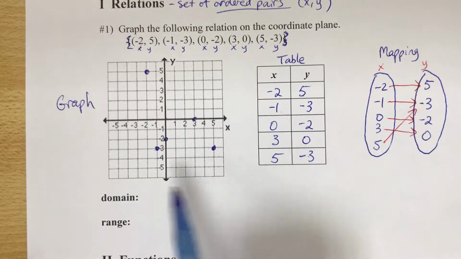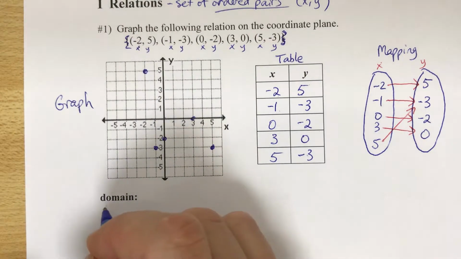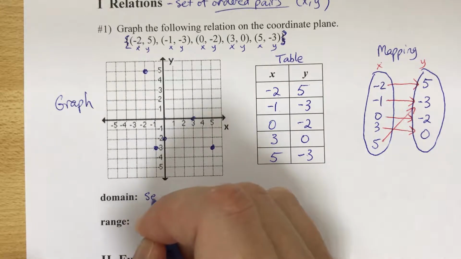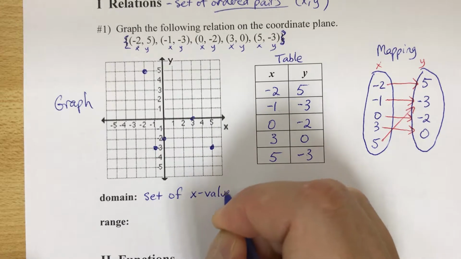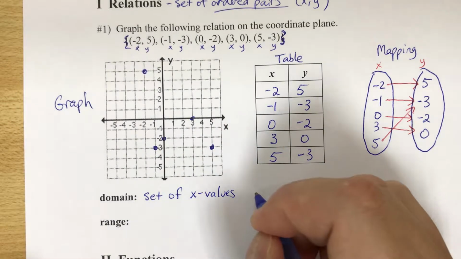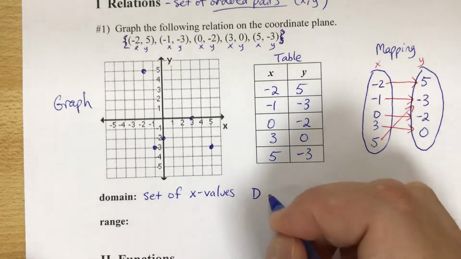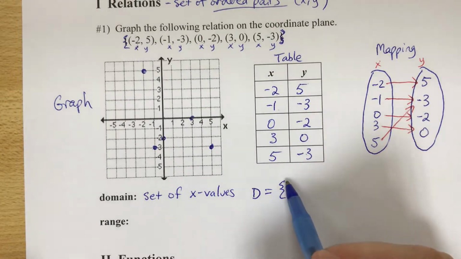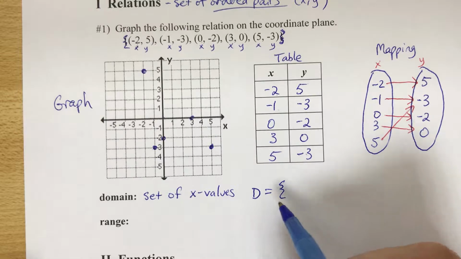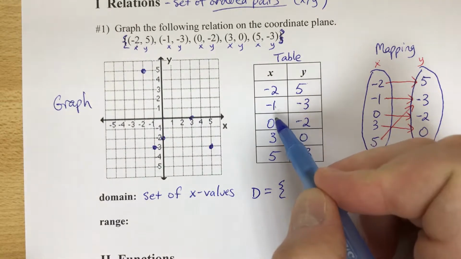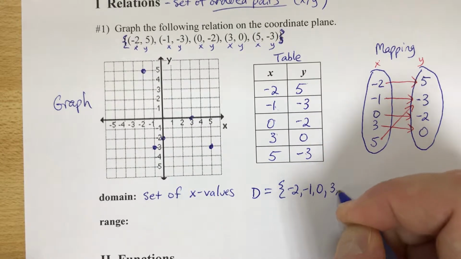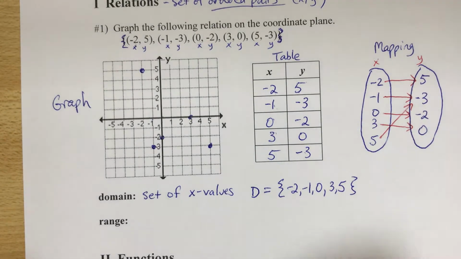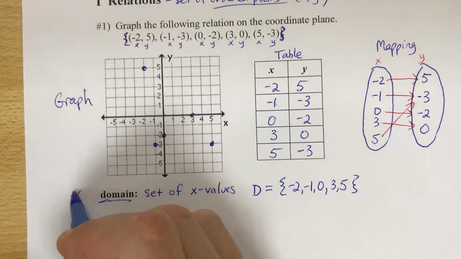Well, this leads us to two words that we also talked about last lesson. The domain is another word for x values. It is the set of x values, or x coordinates. We would say capital D for domain equals, now it is a set, so we use a bracket, we don't use parentheses. What are the x values? Negative 2, negative 1, 0, 3, 5. That is the domain. So when you hear the word domain, you're thinking x.